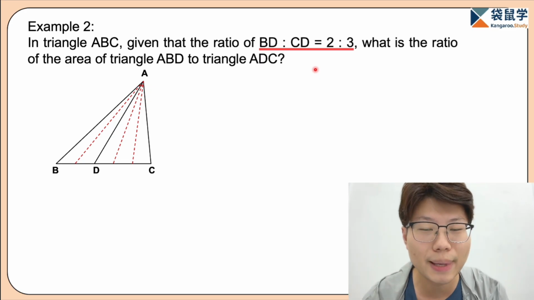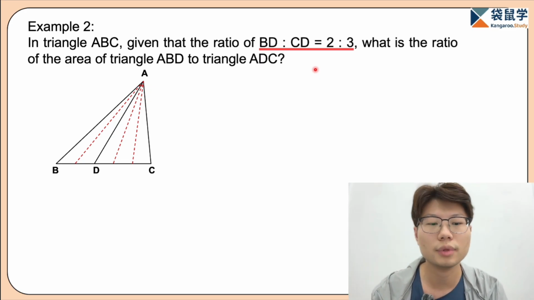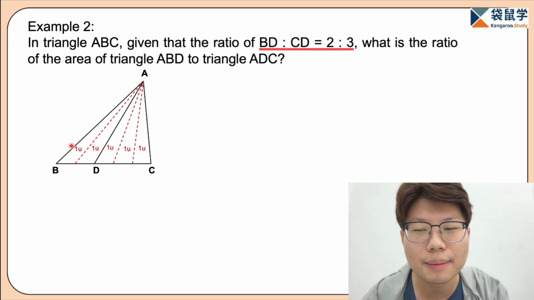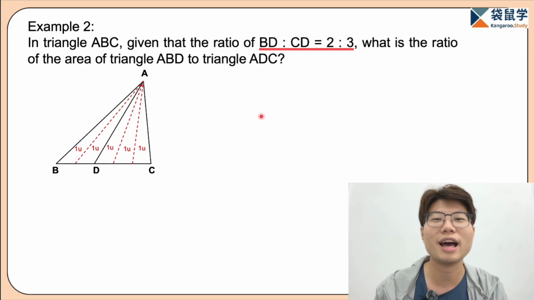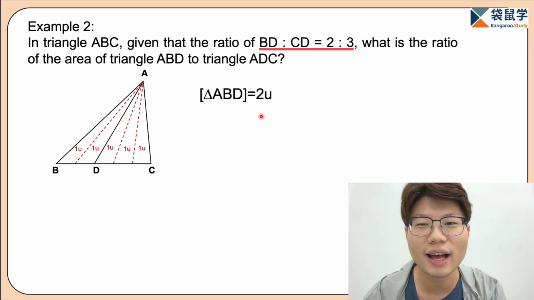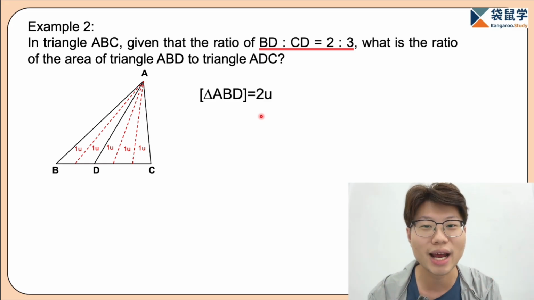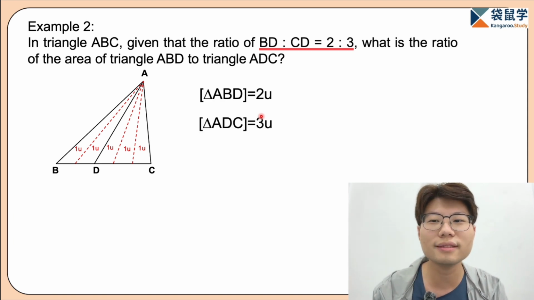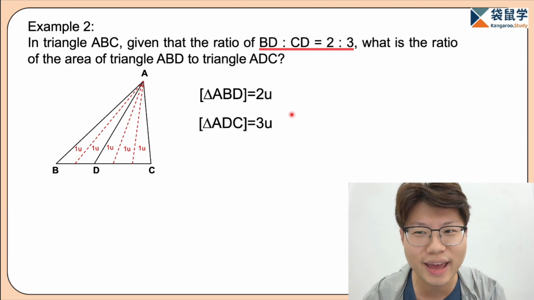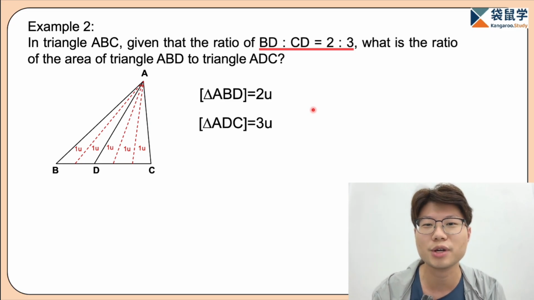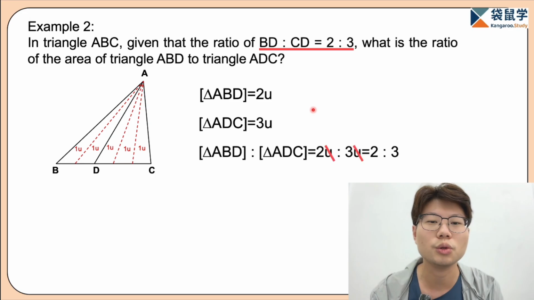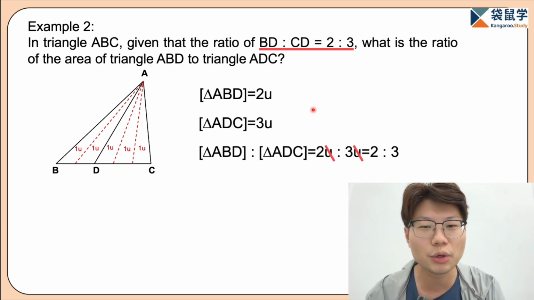And each of the pieces has the same area. So they are 1 unit. Then how many units are in triangle ABD? We can find that we have 2 units in triangle ABD. Then how many units do we have in ADC? We have 3 units. Then can we get the ratio of the area of triangle ABD to triangle ADC now? It is 2U to 3U, which is 2 to 3. We can cancel the U.